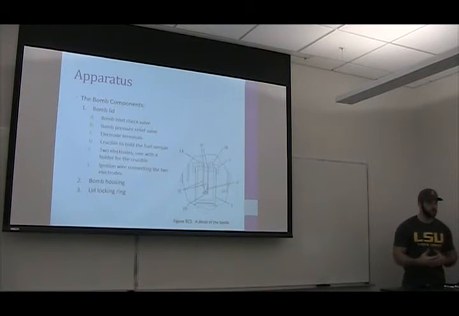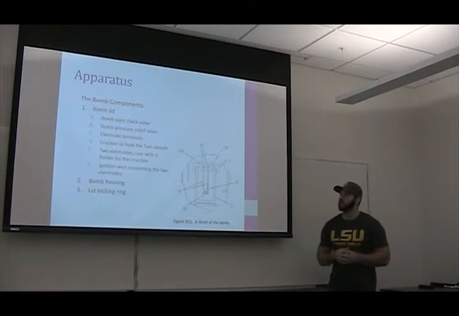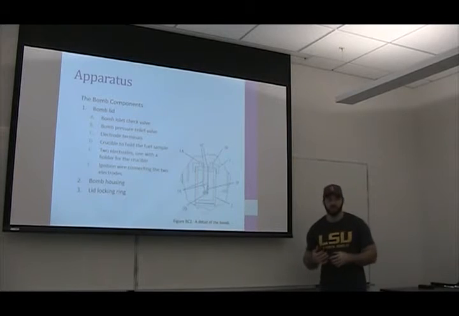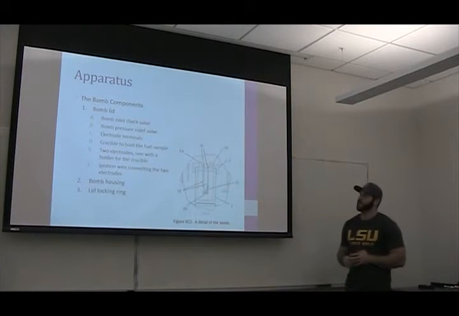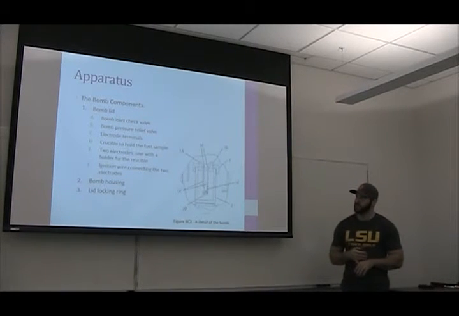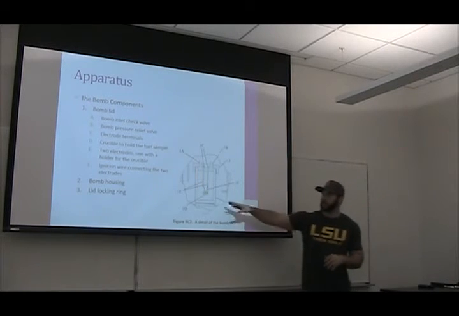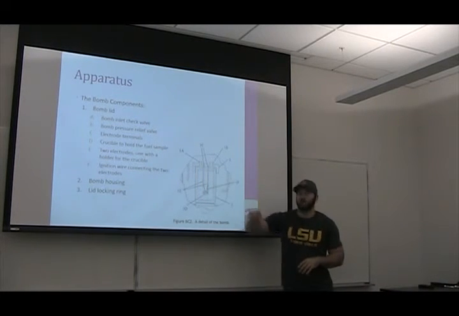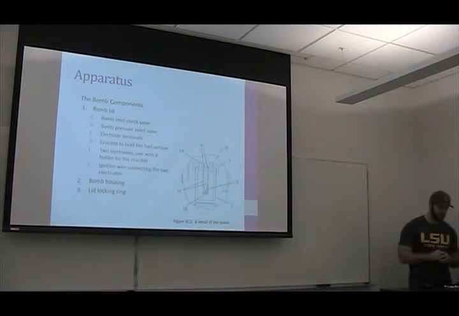So the actual bomb, you can see it cut away. The bomb lid itself has a check valve and a pressure relief valve. Like I said, we have to release the air that's actually in it once you load the fuel in. And the electrode terminals for the ignition switch, the crucible to hold the fuel sample on its own, and the ignition wires as well. So the casing around it is the bomb housing, and then you have the locking ring, which will be tightened in lab to hand tightness.